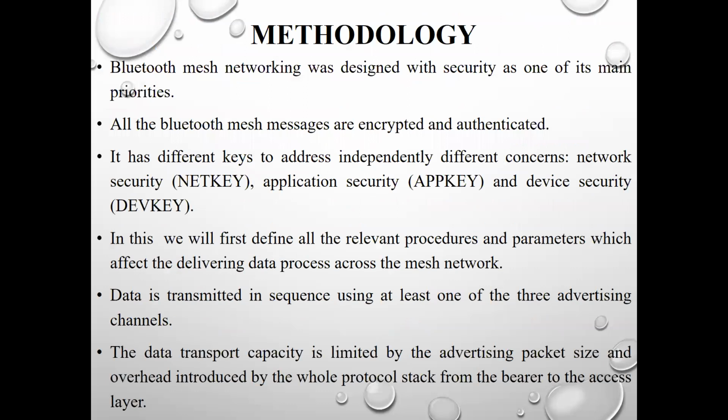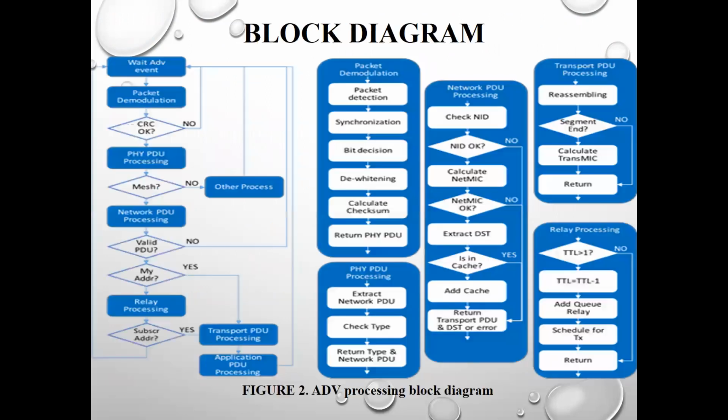Coming to our methodology, the Bluetooth mesh network was designed with security as one of the main priorities. All the Bluetooth messages are encrypted. Data is transmitted in sequence using at least one of three advertising channels. In this, it will first define all the relevant procedures and parameters which affect the data delivery process across the mesh network. The data transport capacity is limited by the advertising packet size.